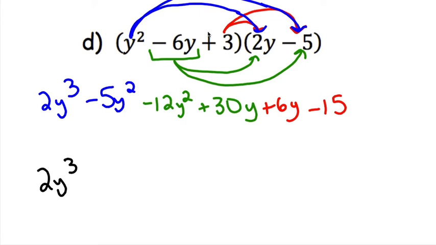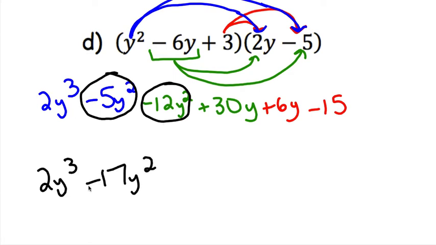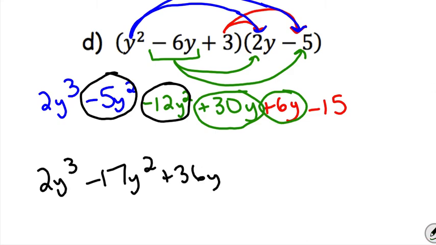All right, so adding my like terms, 2y cubed, bring that down. Now the nice way about doing it this way is, look what happens. My y squared terms, they're right next to each other. So this guy right here is a like term with negative 12y squared. So add those together, negative 17y squared. And then 30y plus 6y, these are like terms as well. So add those together, and I end up with plus 36y. And then again, I have this minus 15 with no like terms to combine it with, so I bring that down.